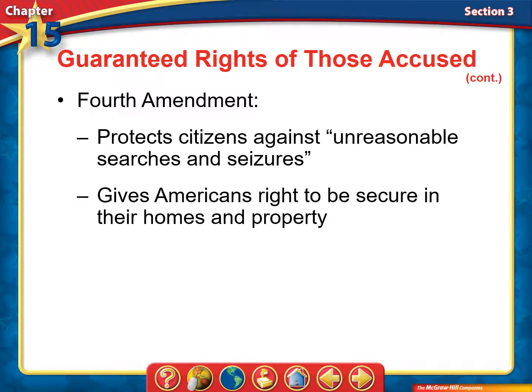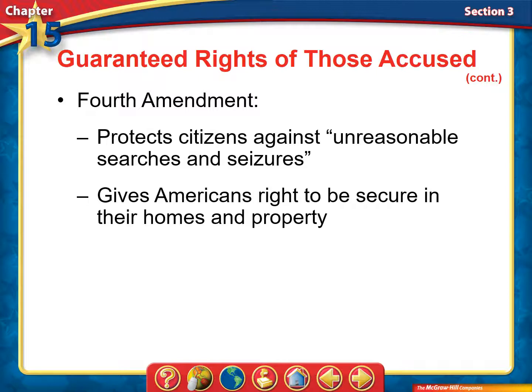It also gives Americans the right to be secure in their homes and in their property, to be safe from the government in their homes and their property. Your property is yours. It is sacred. It belongs to you. And the government cannot enter your property without your permission unless they have reasonable cause to believe that a crime is actively being committed.